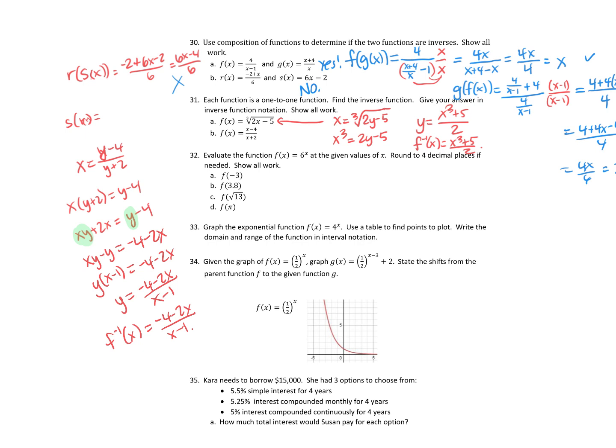Okay, the next one: evaluate the function at the given values of x, round to 4 decimal places if needed, show all work. So f of negative 3 is going to be 6 to the minus 3.